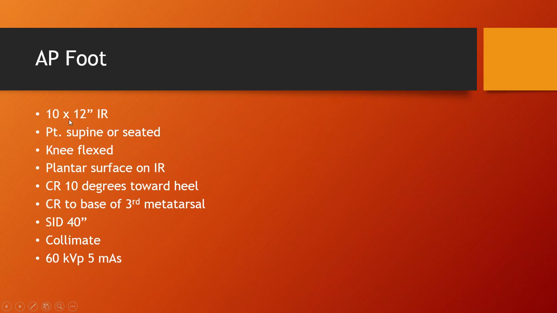With the AP foot, you can use your DR panel and collimate down to about a 10 by 12, or grab a 10 by 12 image receptor and collimate down to the skin margins of the foot. Patient will be placed supine or seated on the table with their knee flexed with the plantar surface laying on top of the cassette. You'll have a 40-inch SID.